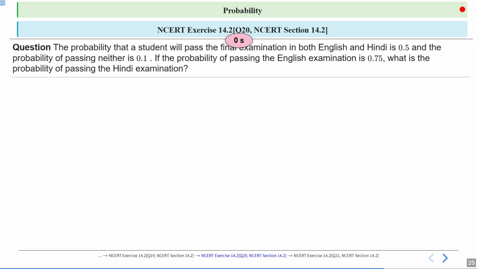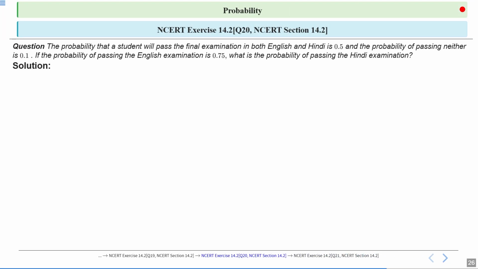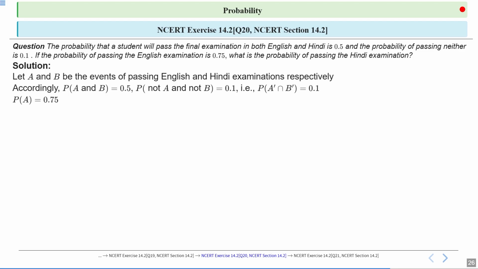Okay students, now we will solve this question. First, let A and B be the events of passing English and Hindi examination respectively. Accordingly, probability of A and B is given 0.5. Probability of not A and not B is given 0.1, that is, probability of A complement intersection B complement is 0.1. And probability of A is 0.75.